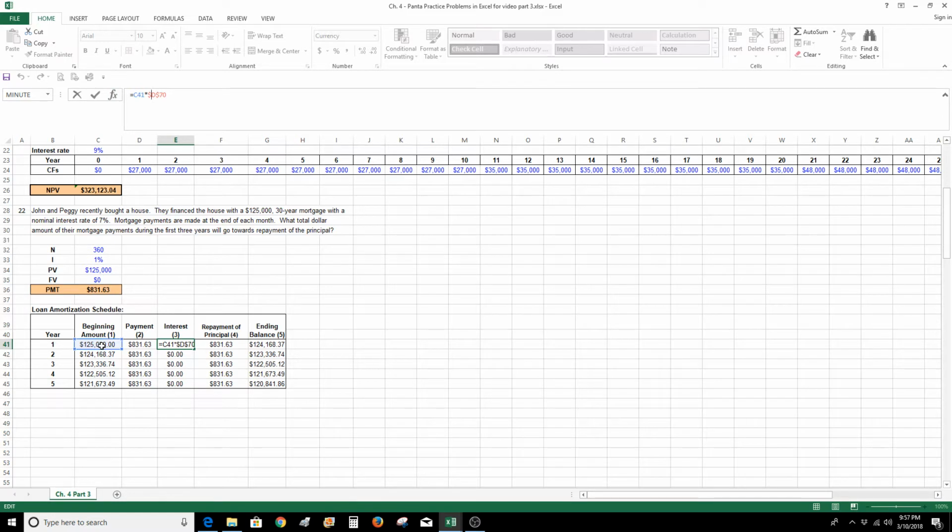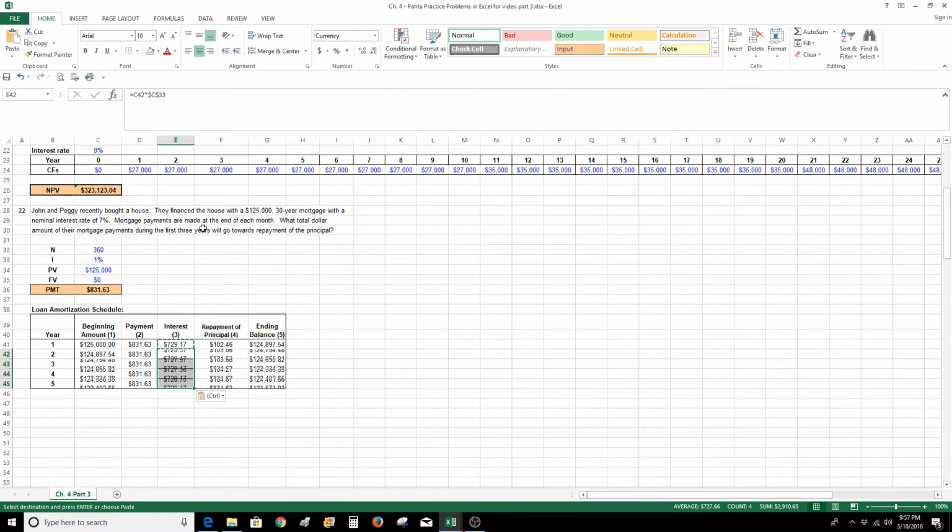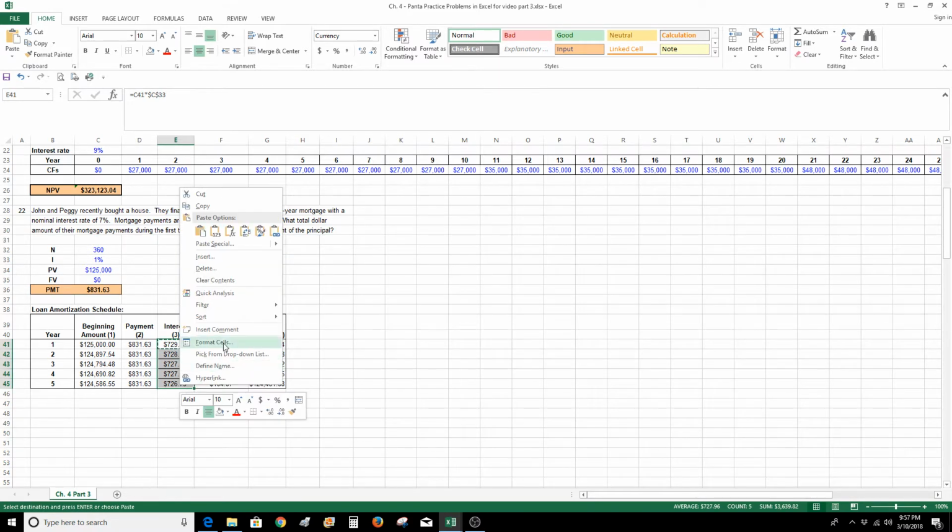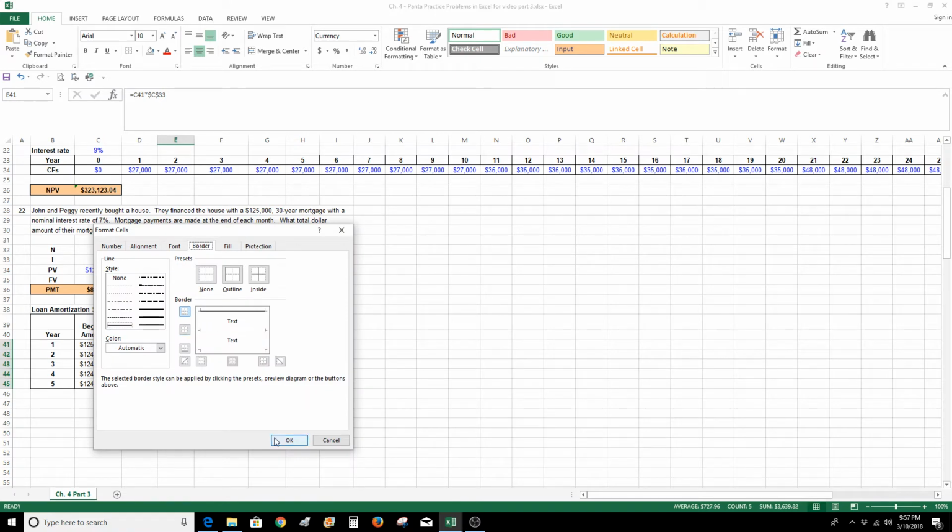So you're taking the beginning amount times the interest rate. So we want to change that. Just keep the dollar sign. It's just going to be $C and then $33. Okay, and then we can copy that down. So you can see here, I'm just going to fix the formatting because that's going to bug me.